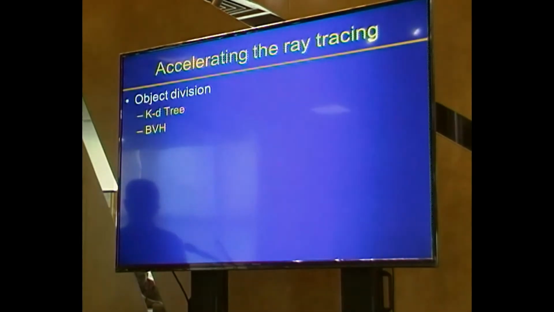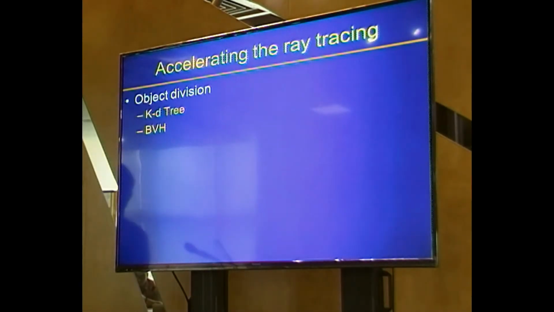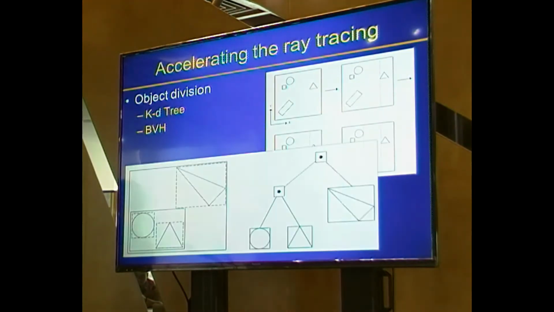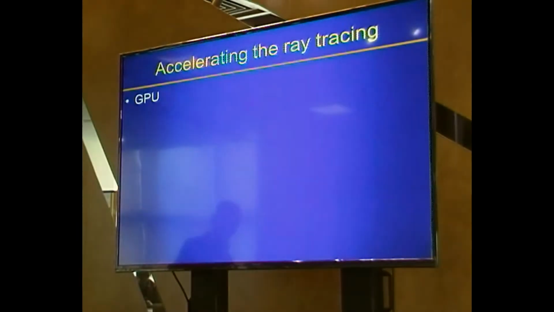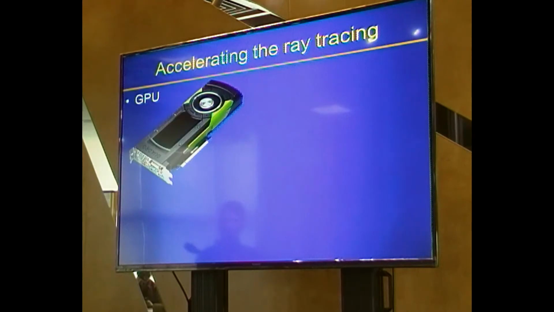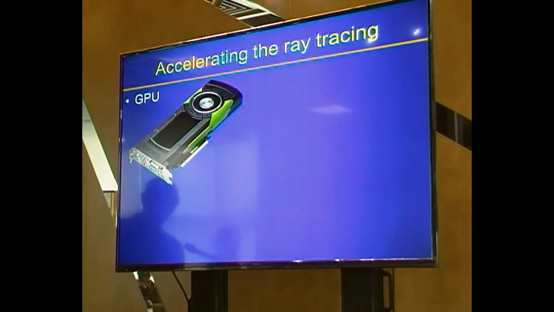And also we can use object division here. We divide the different objects into different groups so that the ray knows in which group it is traveling. We don't have to visit other groups. So that's an idea we have here. So these are just some research results we have. And we can also use a GPU, which is a graphics processing unit.